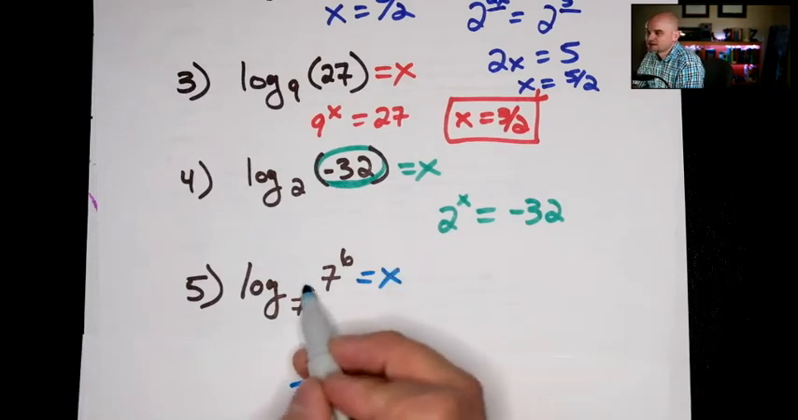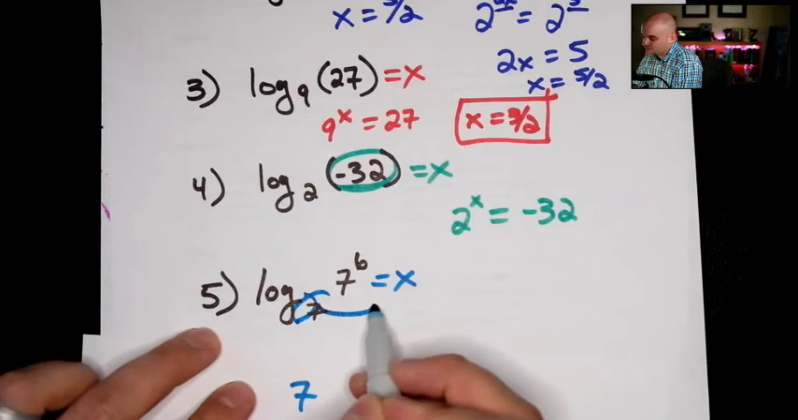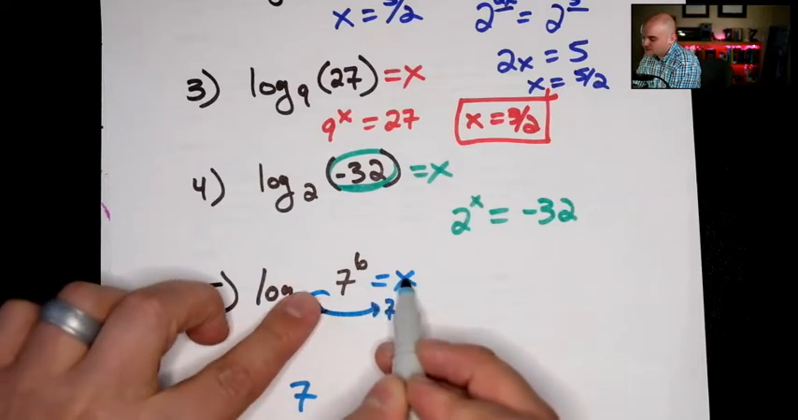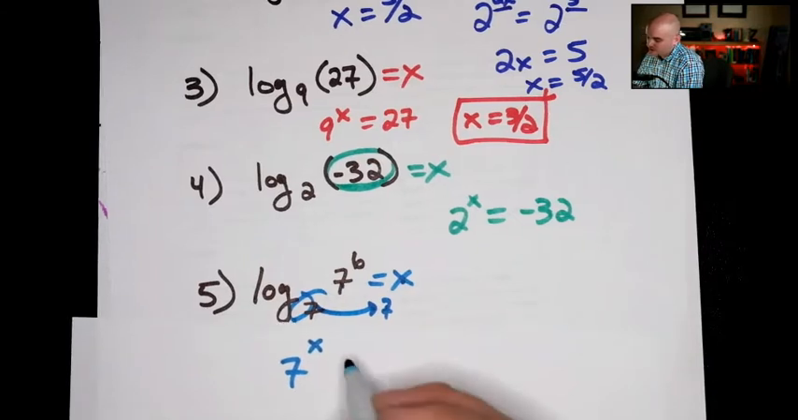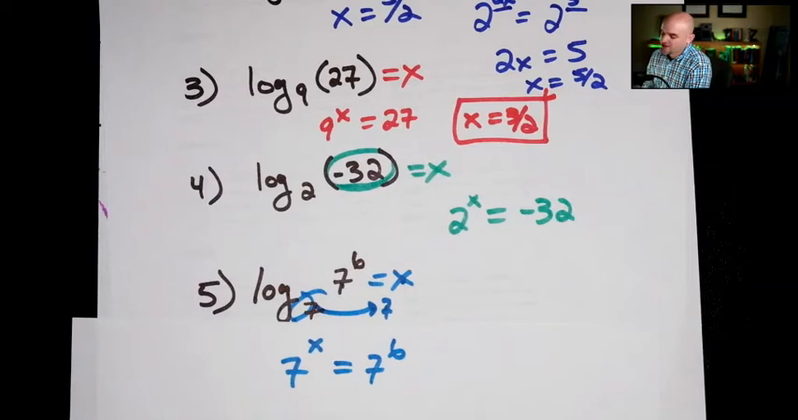So I'm going to say, if you're converting it, slide it over. 7 raised to the x must equal 7 to the 6. So 7 raised to the x must equal 7 raised to the 6th power. Look at how nice that is. x must equal 6 there.